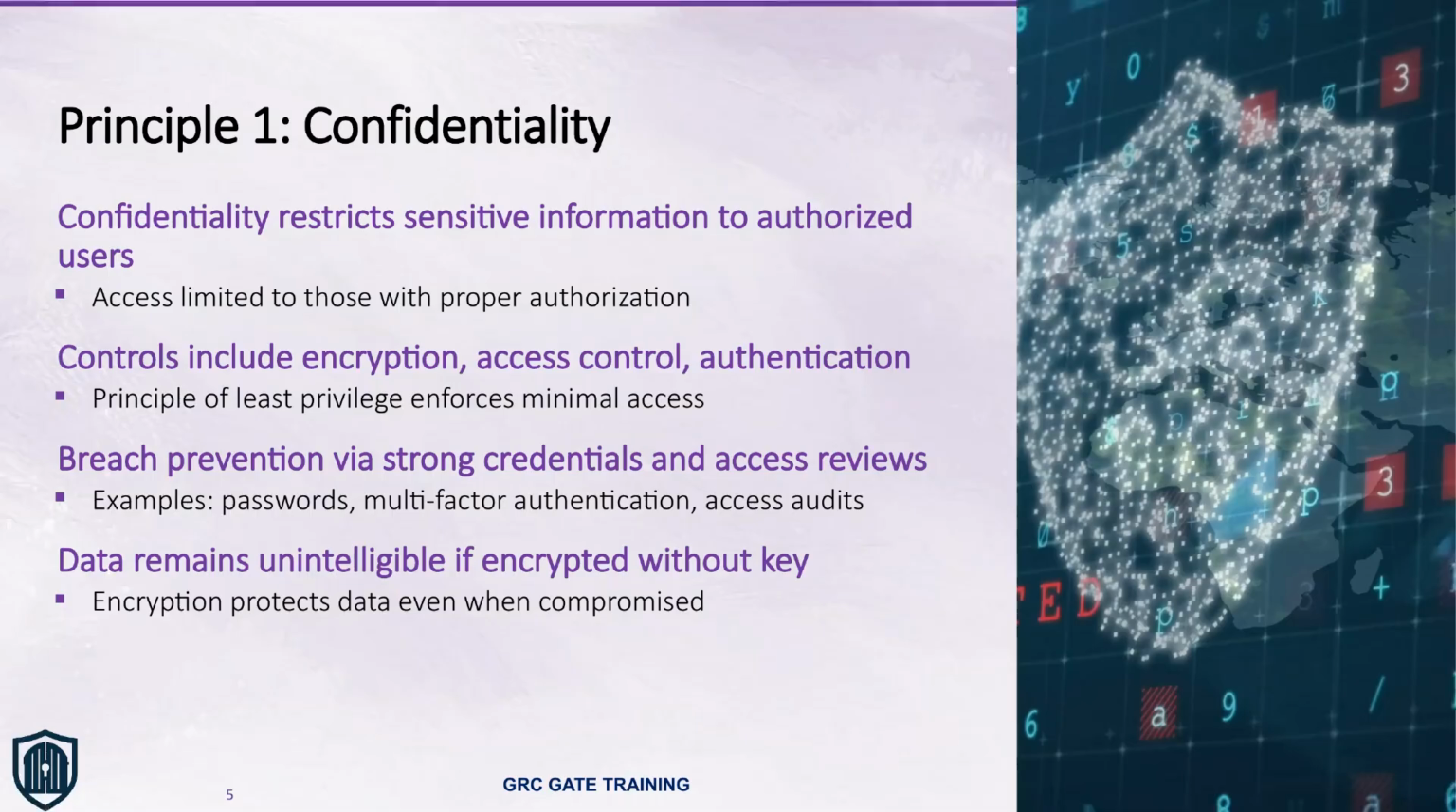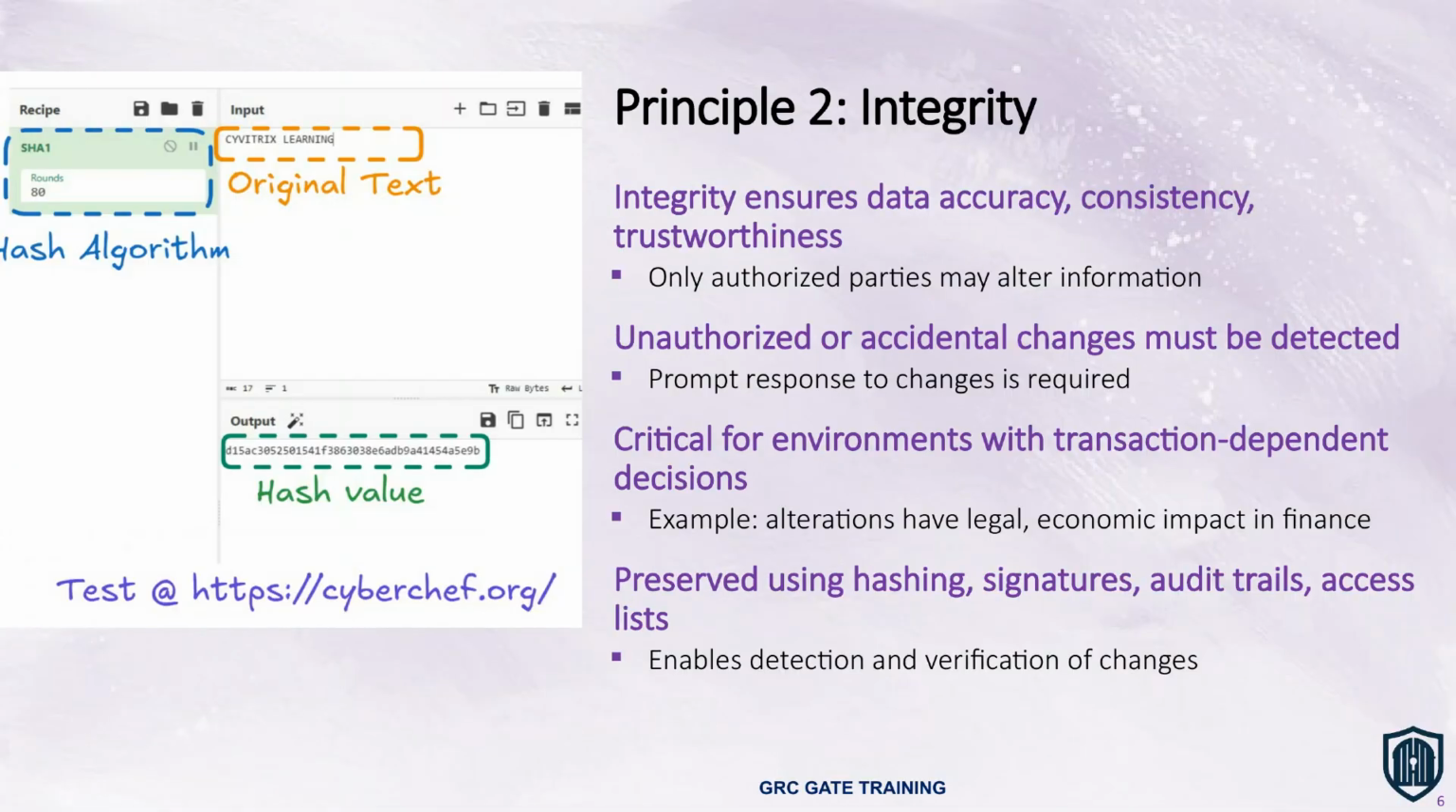Encryption ensures that even if the data falls into the wrong hands, it remains unintelligible without the correct cryptographic key. Strong passwords, multi-factor authentication, and regular access reviews further reinforce confidentiality, making it significantly more difficult for attackers or insiders to gain unauthorized access. Integrity, the second principle, refers to the accuracy, consistency, and trustworthiness of data and systems.